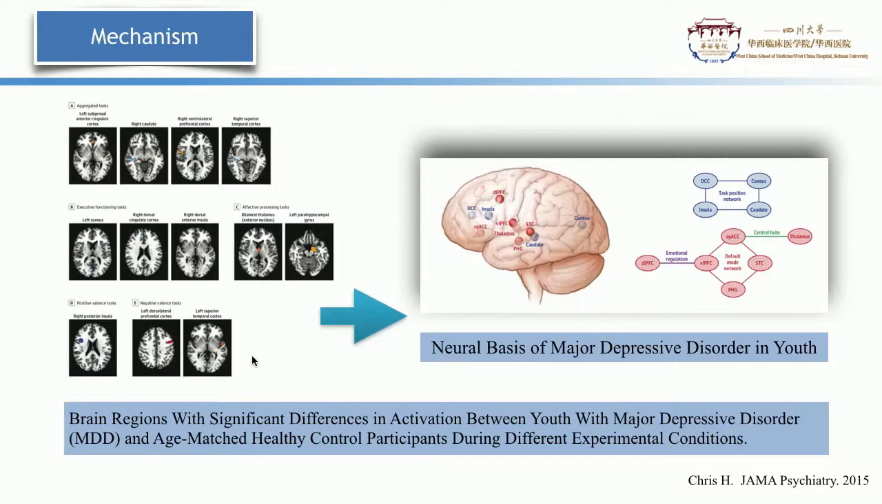So in this respect, I will just introduce two recent meta-analyses. For those of you who are really interested in this area of research, I think you can go further and have a look. This first meta-analysis, published in, I think, 2015 in German Psychiatry, finds the brain regions with significant differences in activation between youth with major depressive disorder and controls. They even find the neural basis of major depressive disorder in youth, especially across different tasks like here.